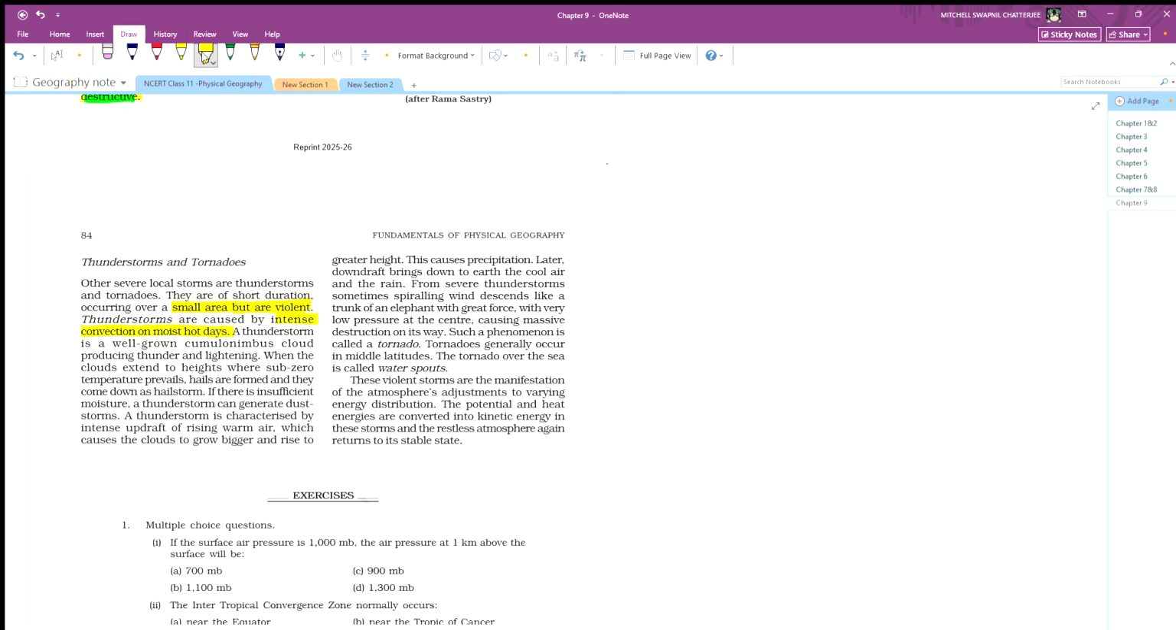Intense convection. So let's mark it with a green one. It is a small area but very violent convection on moist air. The thunderstorm is well known.